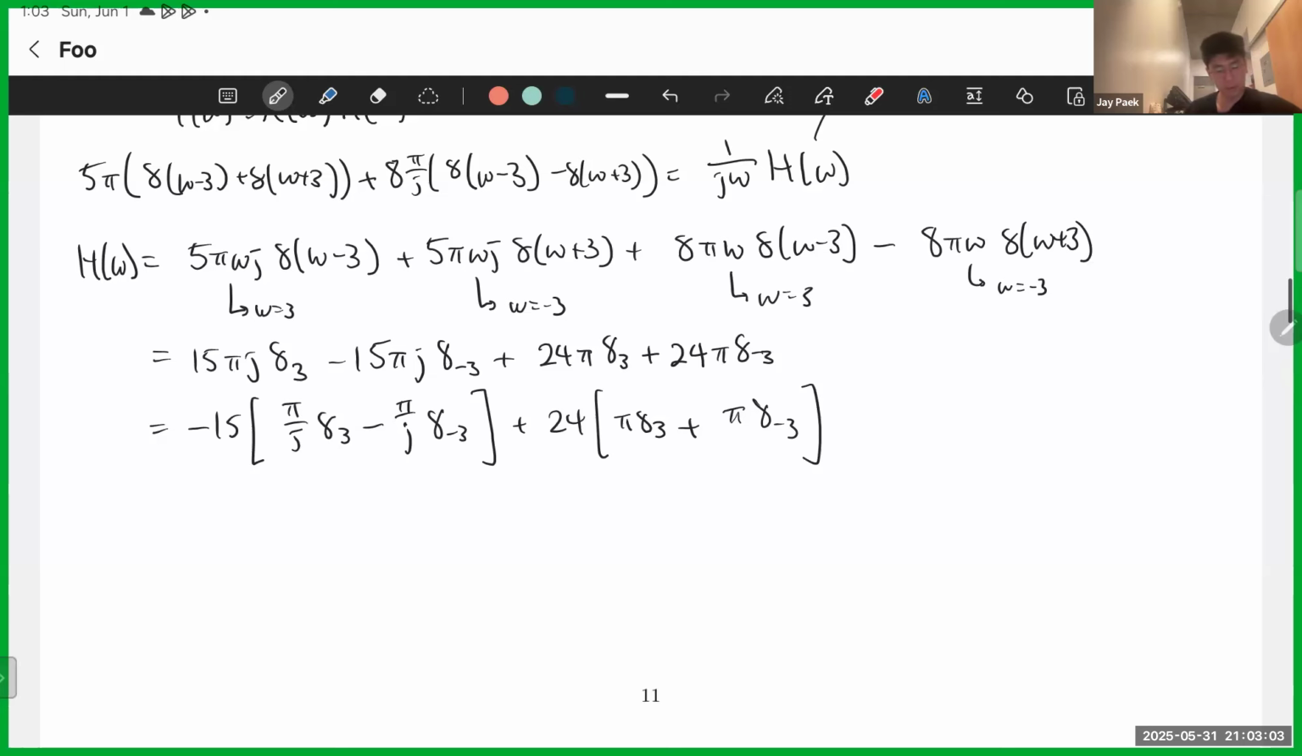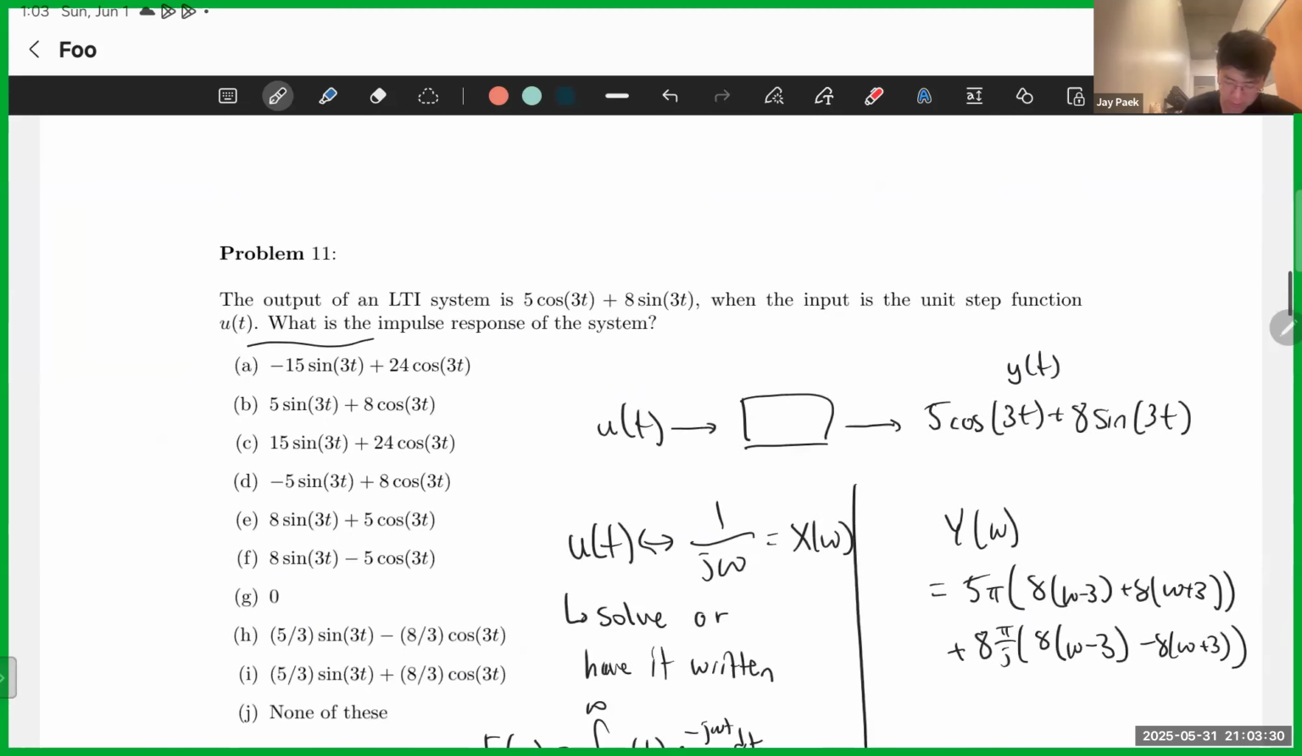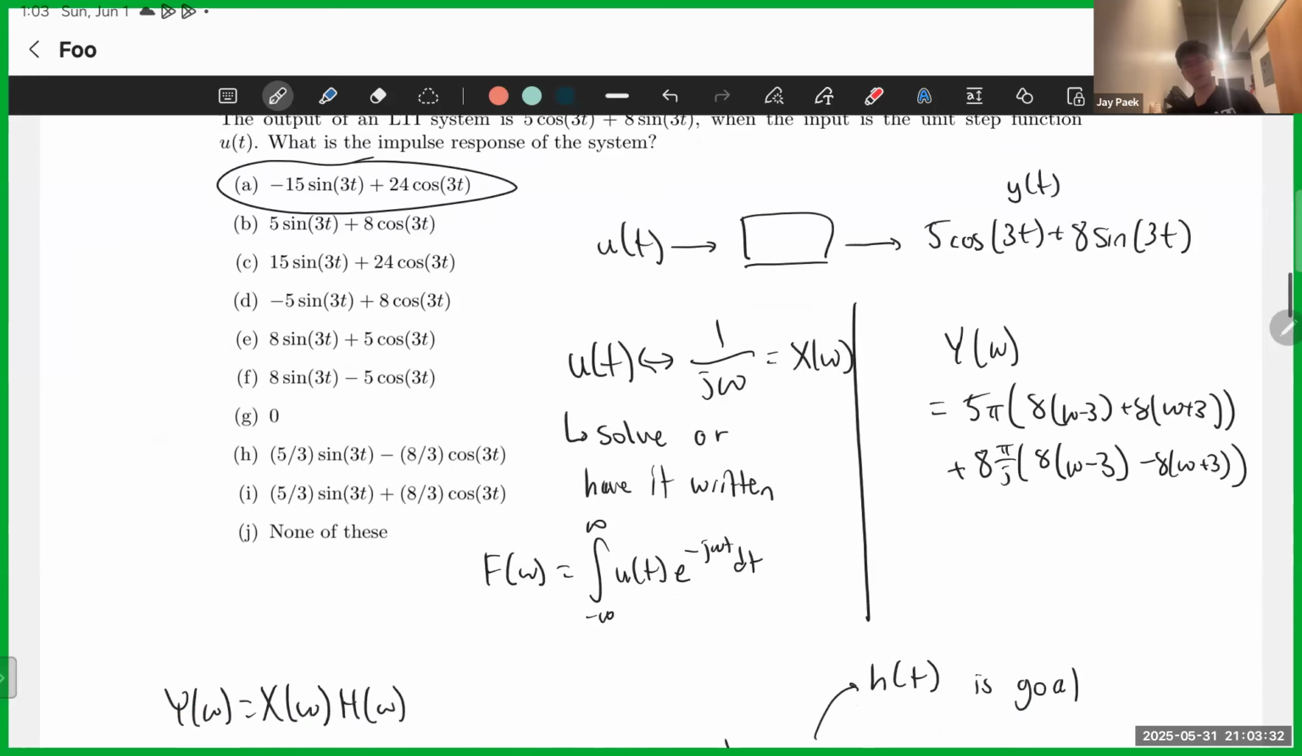Taking the inverse transform of this, h of t should be fairly easy. You just use our known Fourier pairs: negative 15 times sine of 3t, and the next one gives us cosine of 3t. And what do you know? That's exactly our answer.